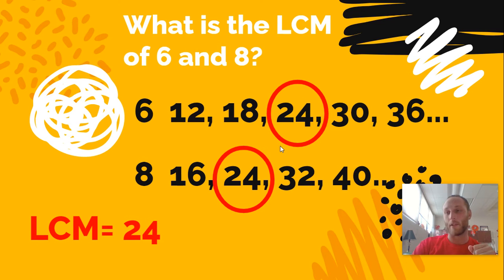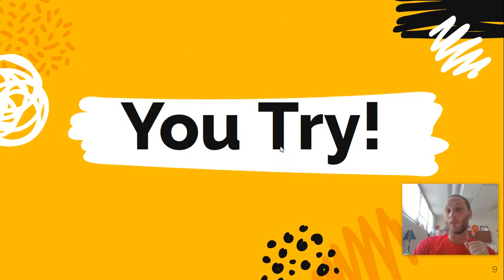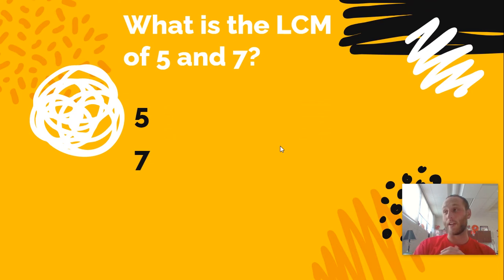All right, hopefully you're following along with this. All right, now you try. I want you to try one on your own. So if you need your scratch paper, go ahead. You're going to find the least common multiple of 5 and 7. All right, if you did this correctly, you should have skip counted by 5s and then skip counted by 7s and see which number they have in common.